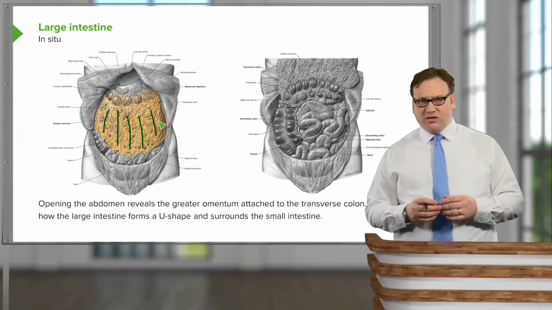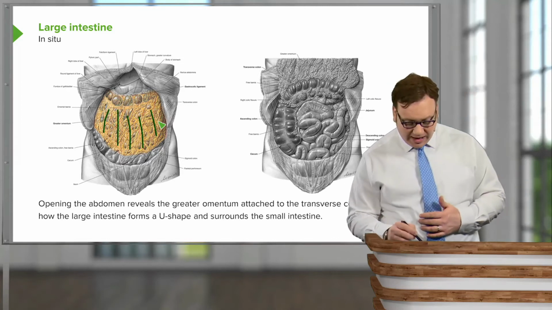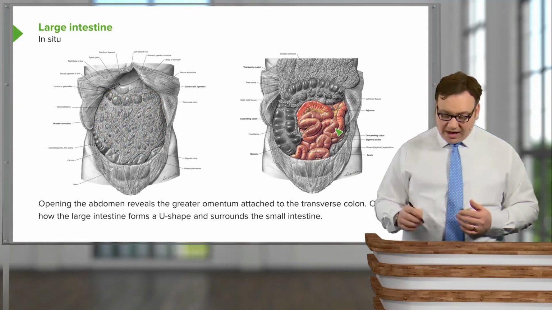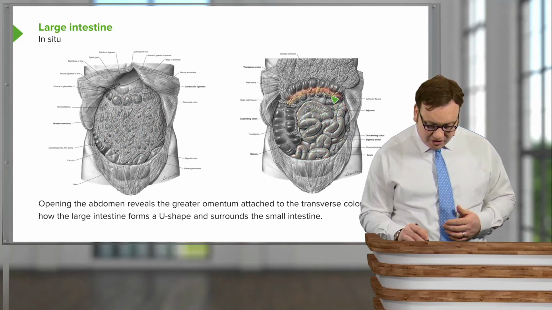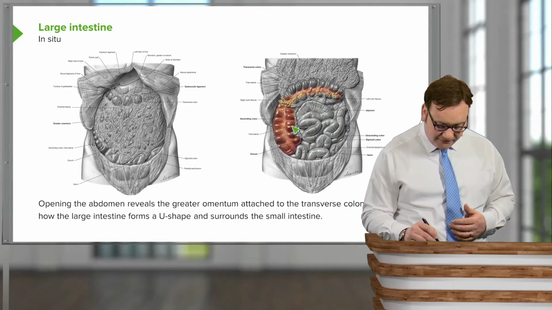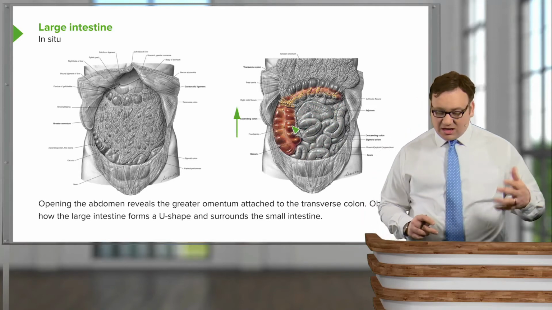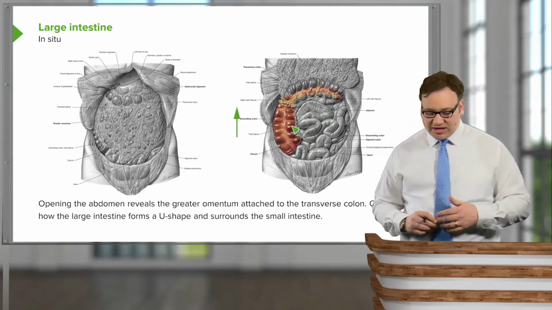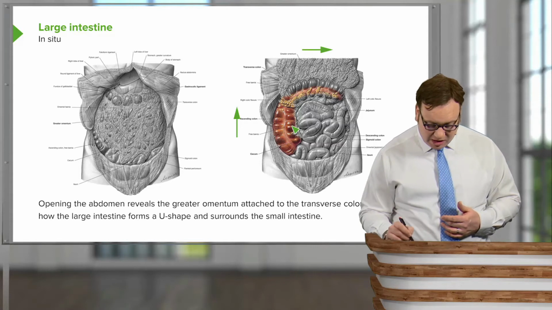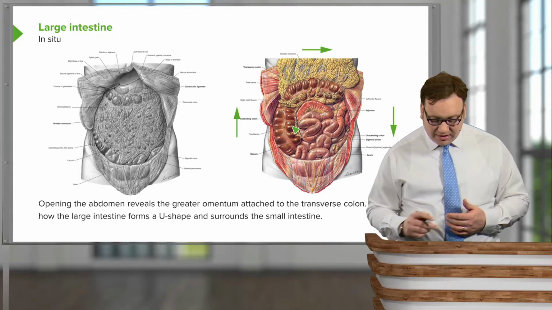Removing the greater omentum reveals again parts of the jejunum and the ileum in this central region, and we can also now pick up the underside of the transverse colon here, and we can also see the ascending colon. So the indigestible remnants of the ingested food are going to be passing up in this direction, then it will go across, ultimately descending down in this direction.